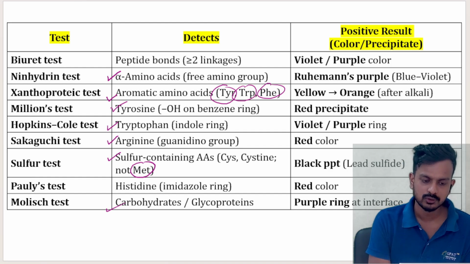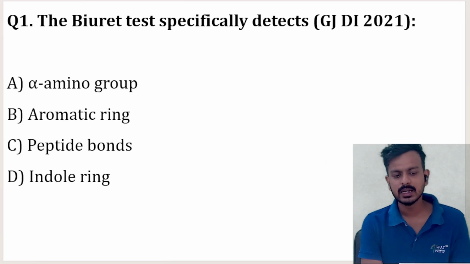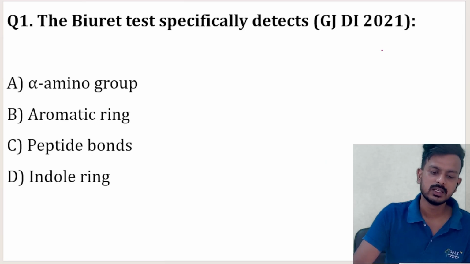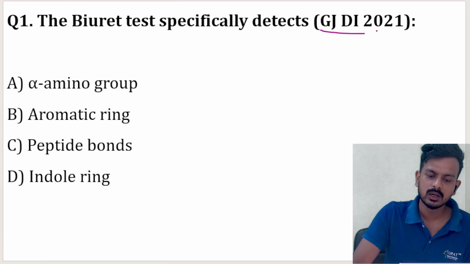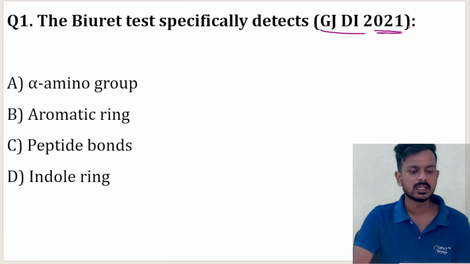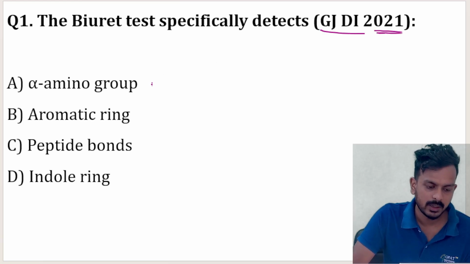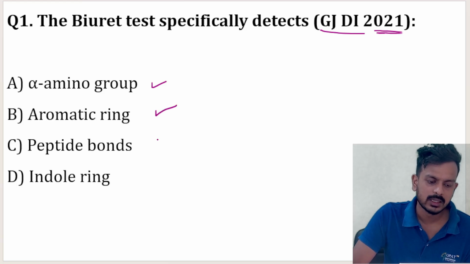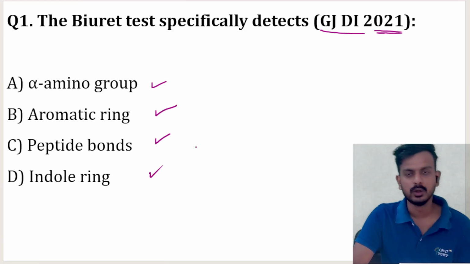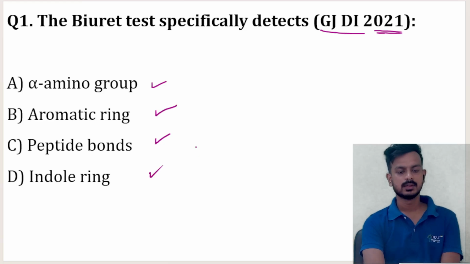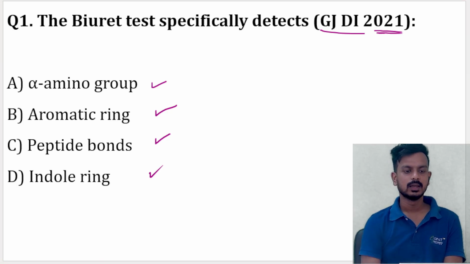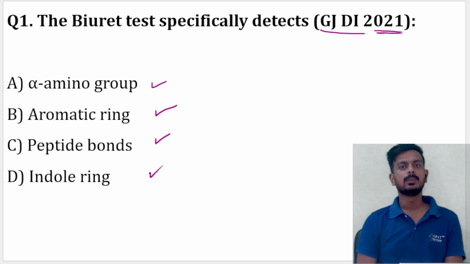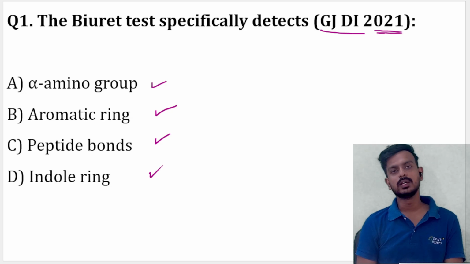Let's start. So, first question. The biuret test specifically detects. This question was asked in Gujarat DI 2021. The biuret test basically detects what? Alpha amino group, aromatic ring, peptide bond, or indole ring? Tell me. The biuret test specifically detects what?